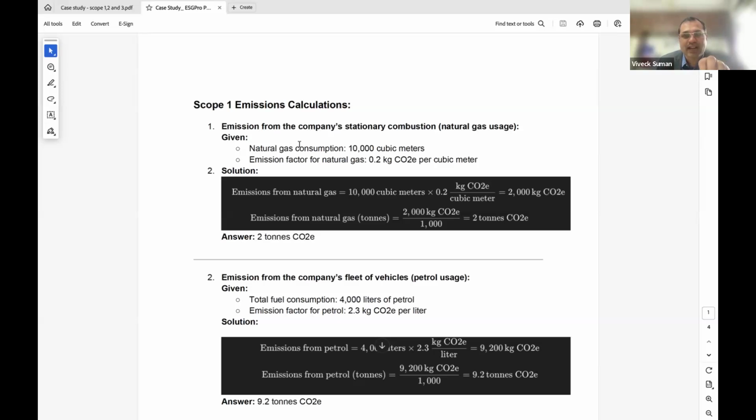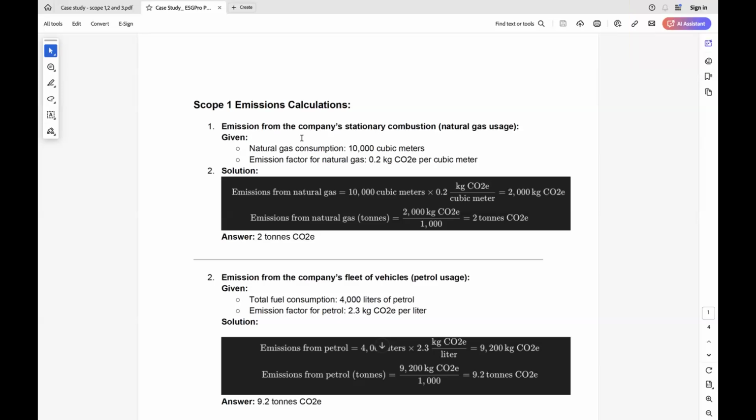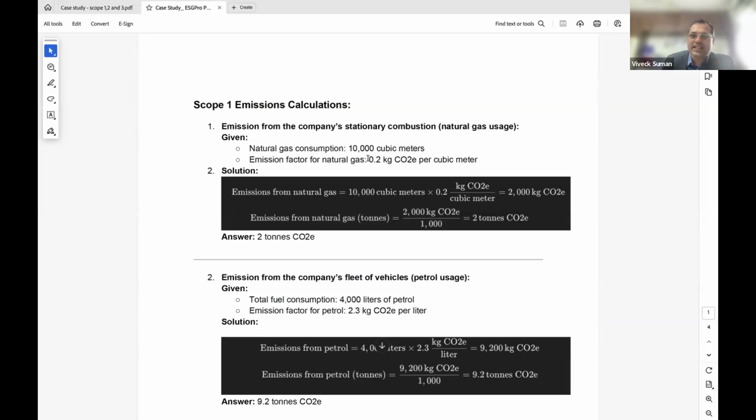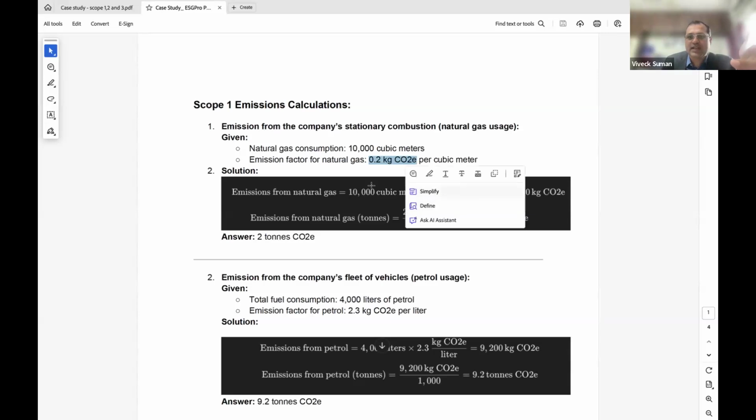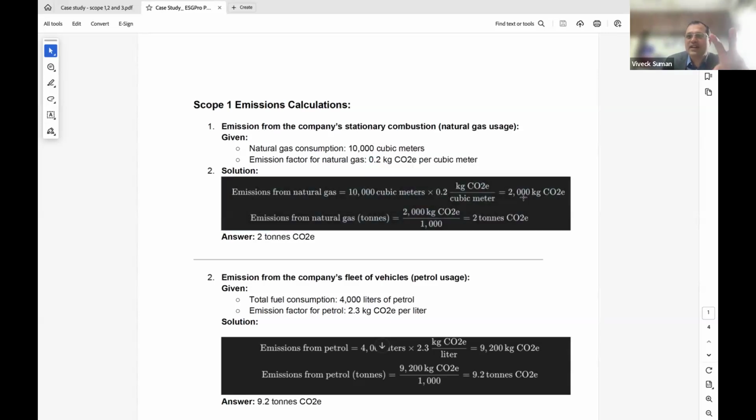Where will I find the emission factor? DEFRA. I will go to DEFRA, IPCC or CEC. I will get that number and put it here. What is that number? 0.2 kg carbon dioxide equivalent per cubic meter. So 1 cubic meter is 0.2. So for 10,000 cubic meters, just put this formula and you have the answer: 2,000 kgs of CO2.